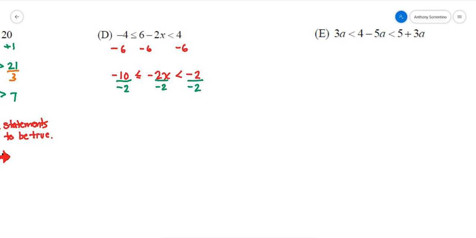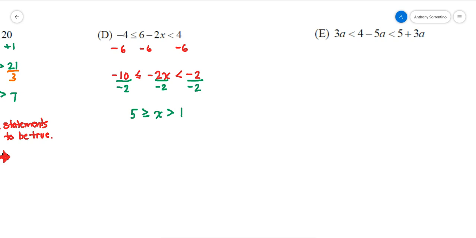Much like it was for the single inequality where I just had a left and a right, the inequality signs have to get switched here too. Negative 10 divided by negative 2 is a positive 5. This becomes the greater than or equal to symbol. This becomes an x. This becomes a greater than symbol. And this becomes a 1.